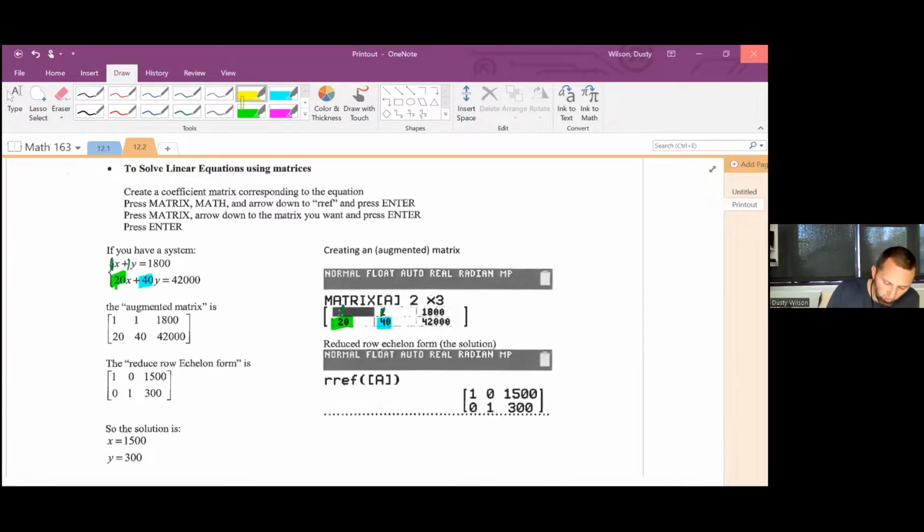And then we have the first equation is equal to 1800. So in the last column, first row, I'd have 1800, and we've got 4200 for what the second expression is equal to. And so in the 2-3 position, second row, third column, we'll have 4200. So this is what's called a coefficient matrix.